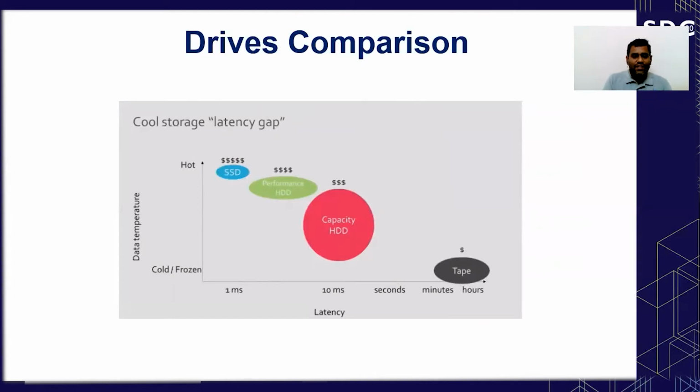Here we are comparing the different drives based on data temperature. Just now we saw that for hot data we are using SSD, and the cost is more, and the same for performance. HDD has a lower cost compared to SSD, and the same for capacity. And for cold data we are using tape drives.